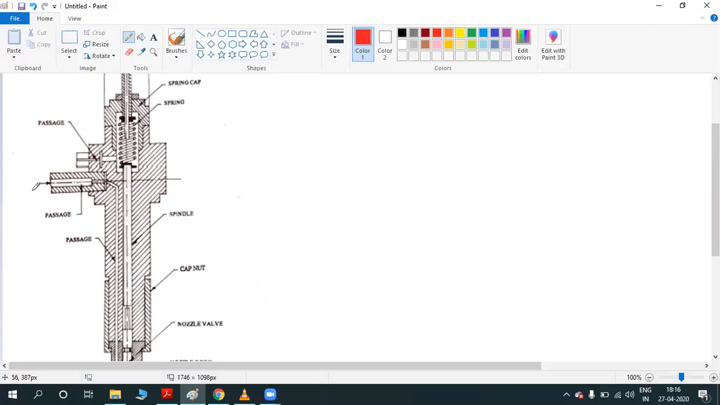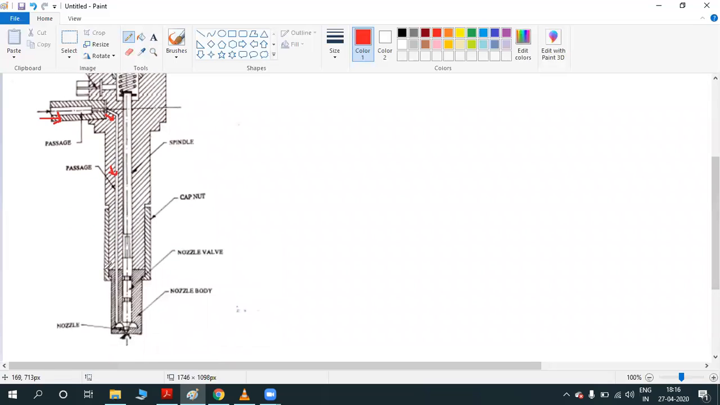And this one is your fuel passage, the diesel passage. So you can see this is the passage of the diesel. It goes inside from here. Then this is the passage, going down. The fuel comes down, covering the spindle and the nozzle body, till here. At this point you can see the passage of the fuel is completely surrounding the nozzle.